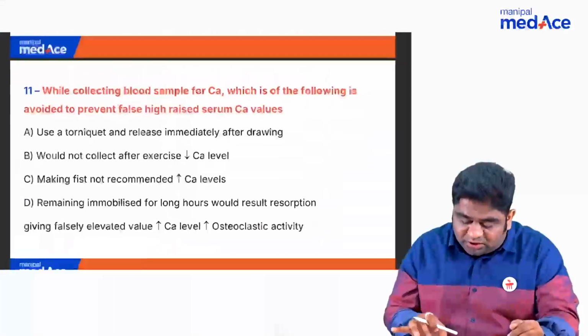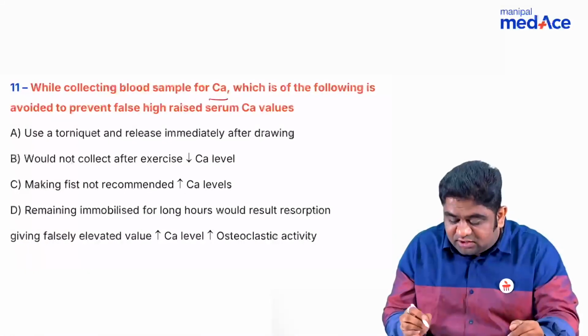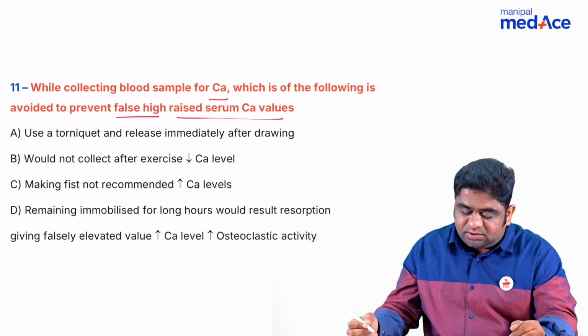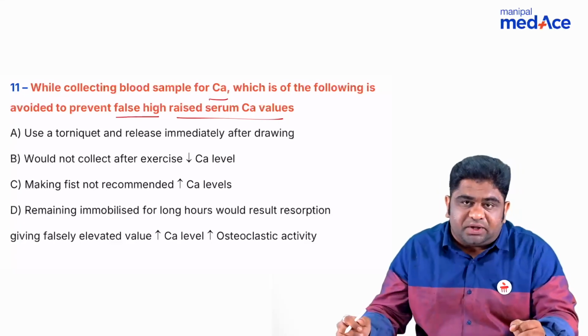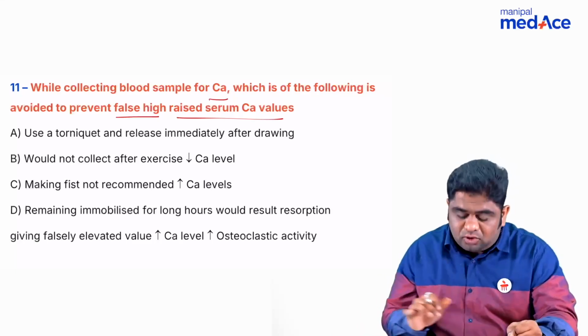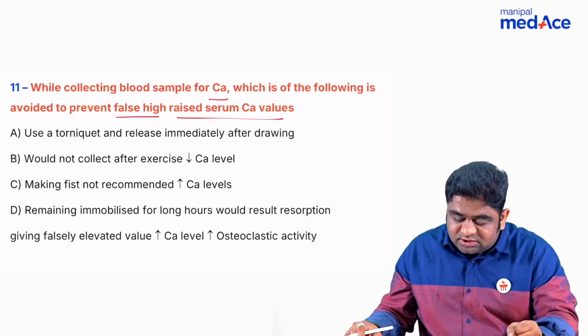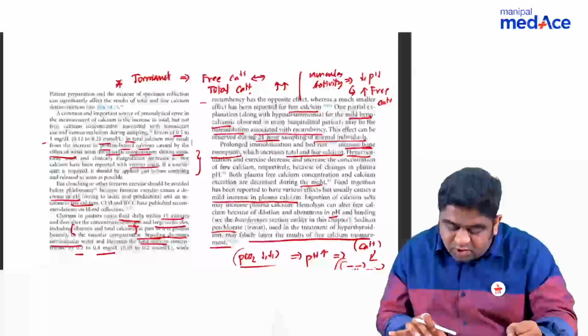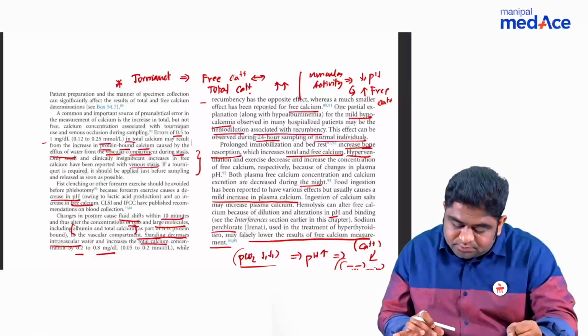Now let's look at the question. While collecting a blood sample for calcium, which of the following is avoided to prevent falsely raised calcium values? Now try to answer this question on your own. This is the homework I could give you. I have given you enough information to look at this. Use a tourniquet and release immediately after drawing. When you do it, I have told you, it is possible. When you release immediately, what can you do?